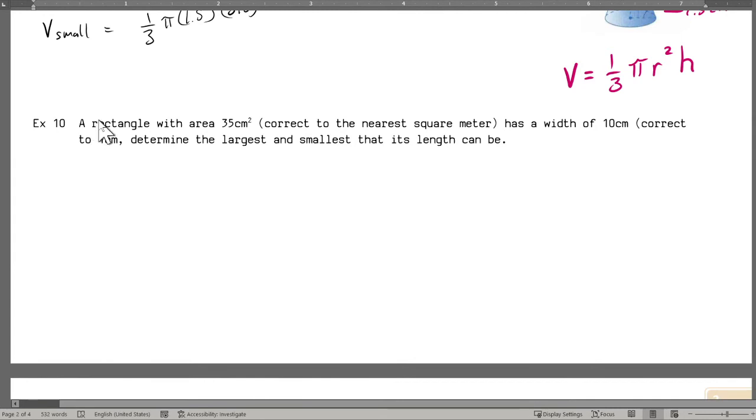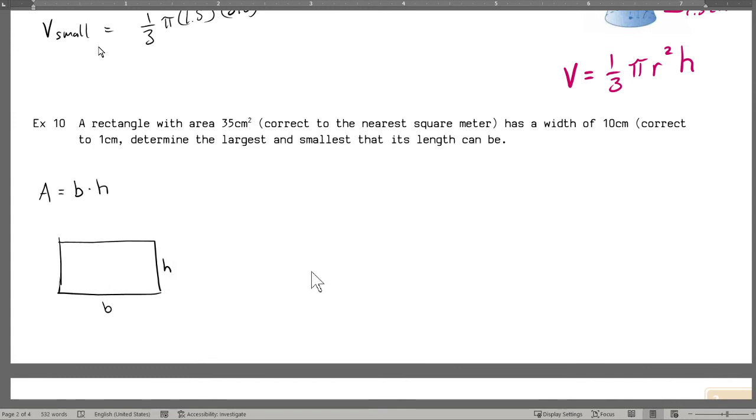It says a rectangle with an area of 35 centimeters squared, correct to the nearest square centimeter, has a width of 10 centimeters, correct to 1 centimeter. Determine the largest and the smallest that its length can be. So remember, the area of a rectangle is base times height. We'll go ahead and draw ourselves a little rectangle. Here's my base, here's my height.